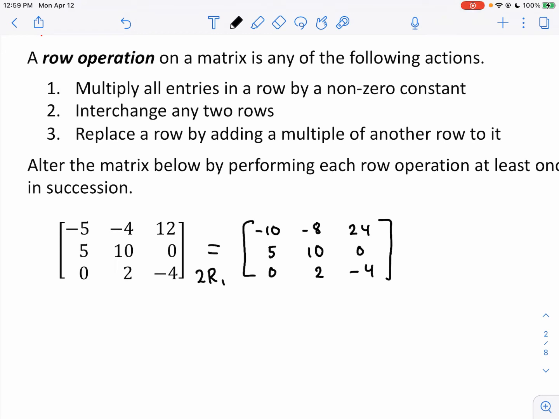And that indicates what was done to produce the new matrix. And I shouldn't put an equal sign there. These matrices are not considered to be equal, but an arrow would be appropriate. If you double row 1, then you get this new matrix.